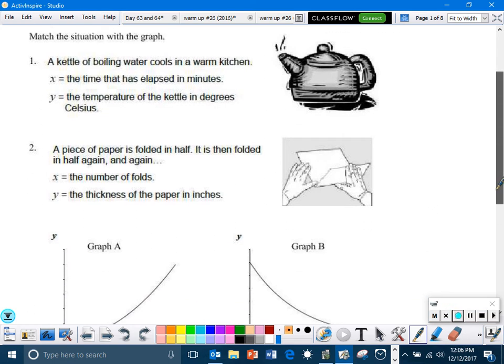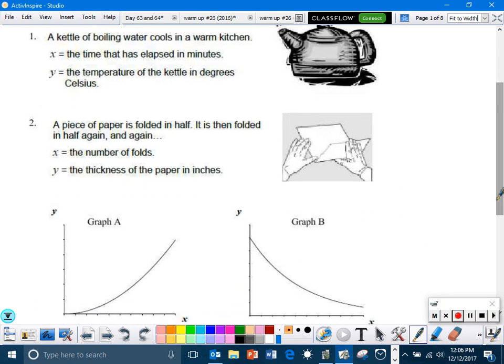So the first problem, we have a kettle of boiling water cools in a warm kitchen. X is the time that has elapsed in minutes. Y is the temperature of the kettle in degrees Celsius. I'm going to extend this, and I'm going to also do it in Fahrenheit. Okay, so I'm going to show both of those. All right, so think about this. As the time goes on, the temperature will cool down. So the graph that matches that would be graph B.